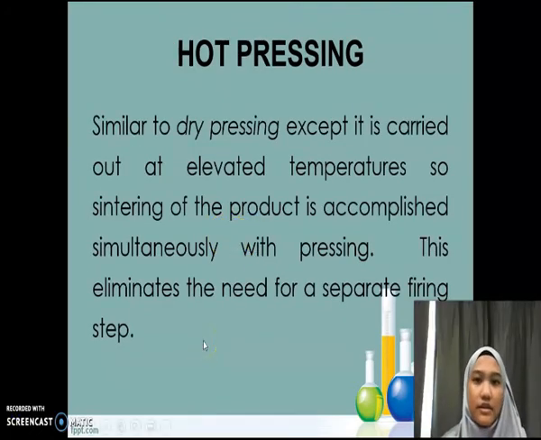So, how is hot pressing used to shape ceramics? What is hot pressing? It is similar to dry pressing except it is carried out at elevated temperatures. Sintering of the product is accomplished simultaneously with the pressing. I will show you the next slide. What does hot pressing look like?